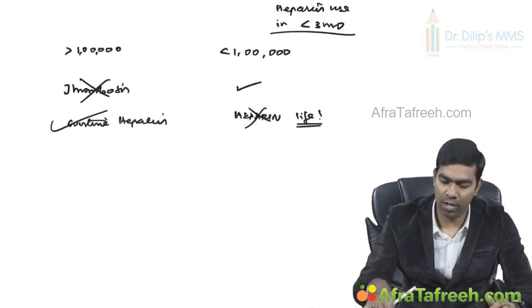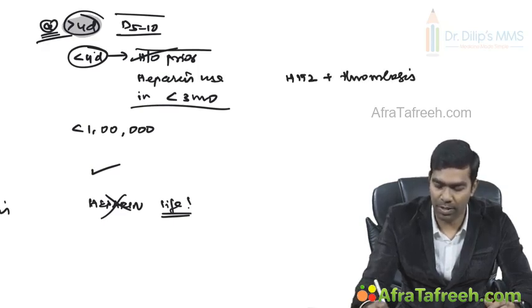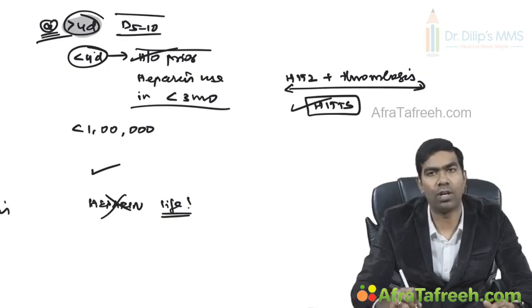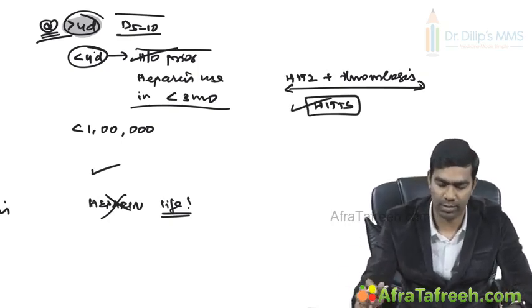Clear? So this is what you're going to get in HIT. And suppose you have heparin-induced thrombocytopenia type 2, plus you have a thrombosis also in the patient, this is what we refer to as HITS. This is what we call heparin-induced thrombocytopenia thrombosis syndrome. That's called HITS.